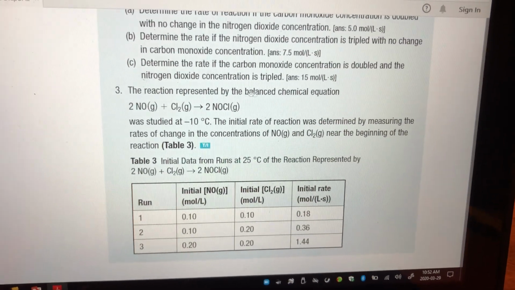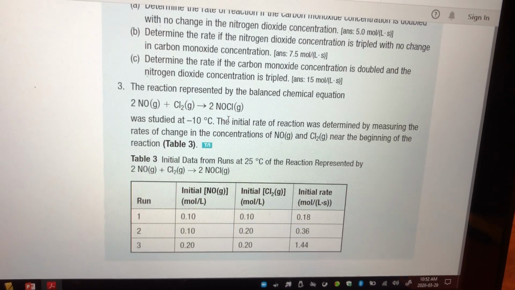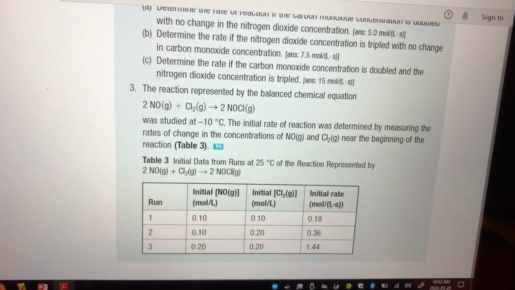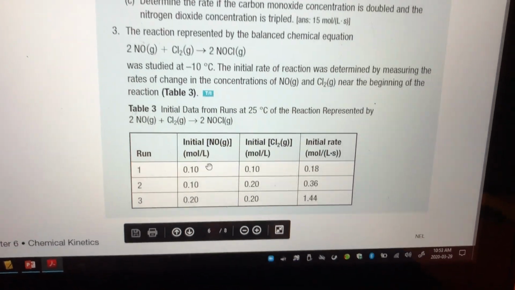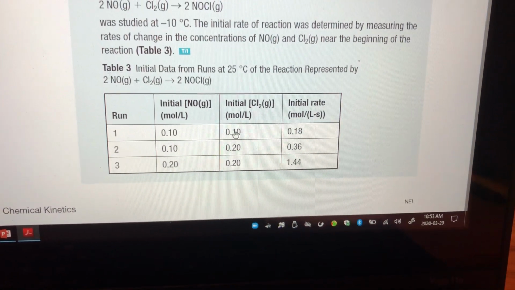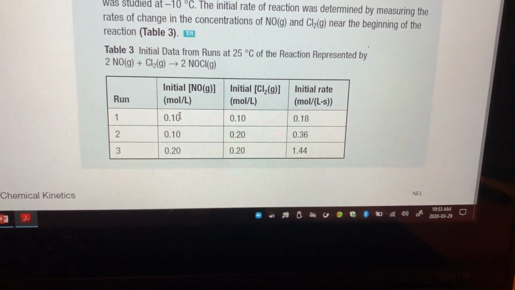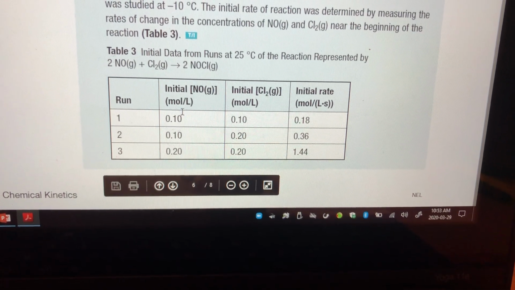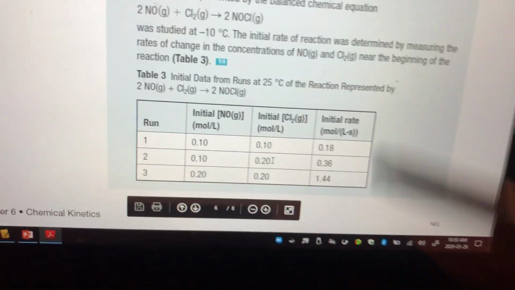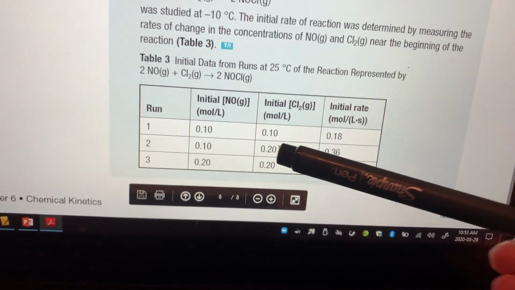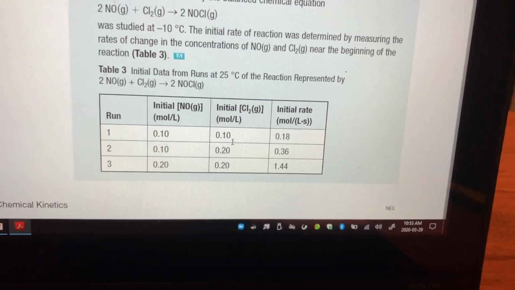So here's the reaction represented by the balanced chemical equation. 2NO plus Cl2 forms 2NOCl. The initial data from these runs at 25 degrees Celsius is represented by the following chart. So our first step is to look for one reactant that remains constant. So you're going to start with runs 1 and 2. So notice how NO is constant here. So you're going to look at the change in Cl2. So what is happening from here to here? 0.1 to 0.2. Hopefully you see that it's multiplied by 2.